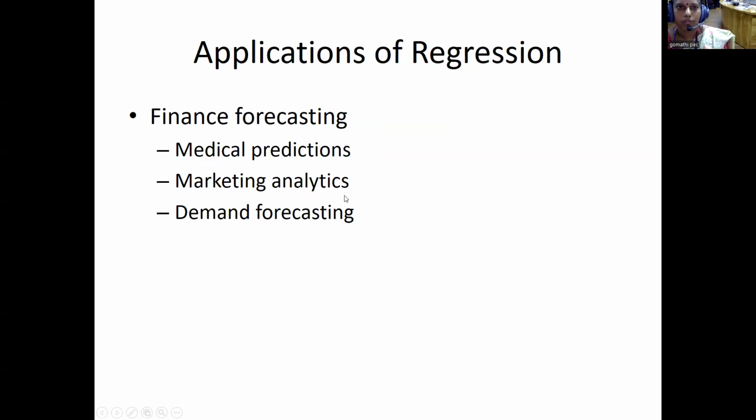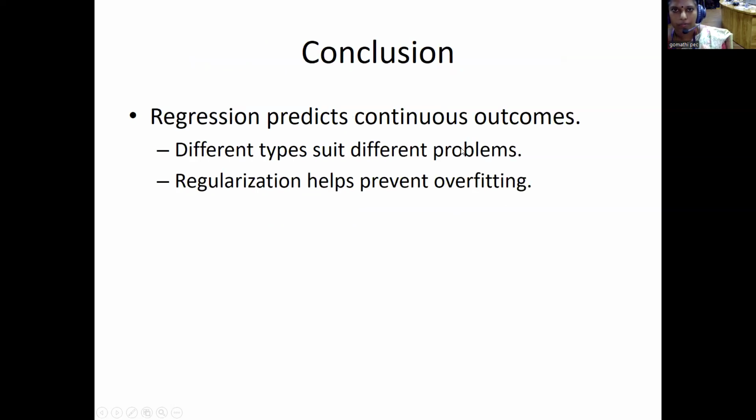Then applications of regression. Regression can be used in many places. For example, medical prediction on the medical side, such as diagnosis and disease prediction, and marketing analytics. We can predict sales, mutual funds, etc. Then demand forecasting, that is weather forecasting and temperature forecasting. So all are predictions. Prediction can be based on continuous or discrete values, so based on that we can classify the regression. These are all the applications of regression.